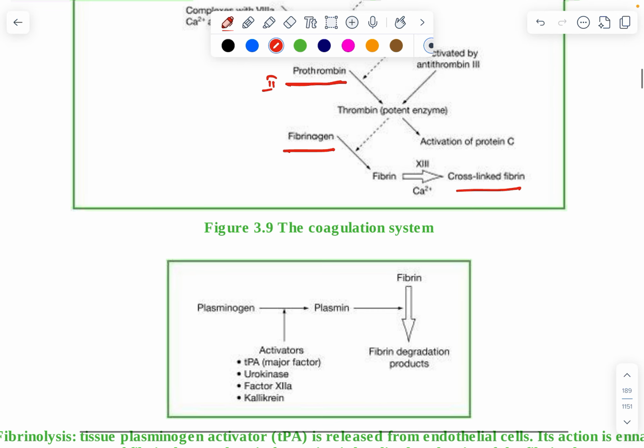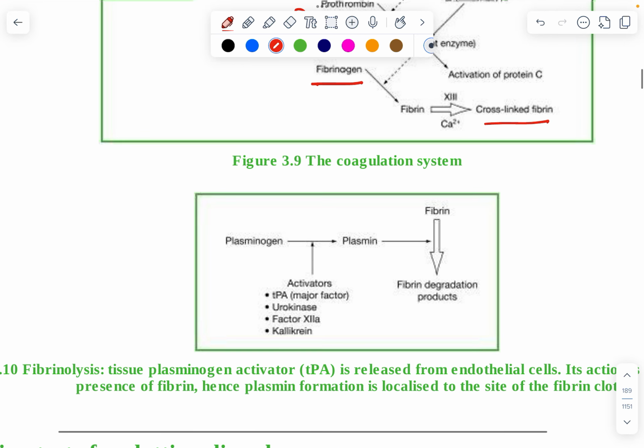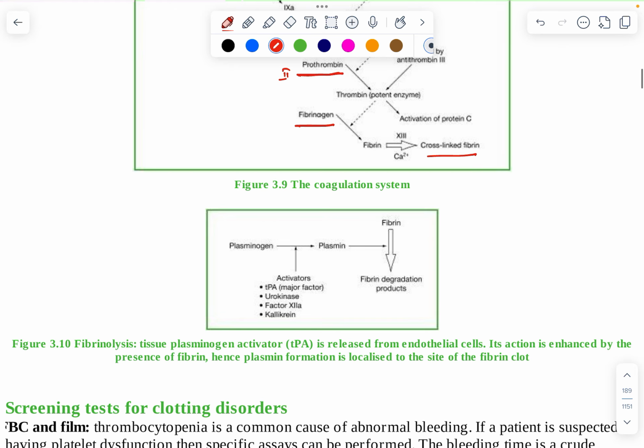This is the coagulation system, and this is the fibrinolysis system. The second part is fibrinolysis. What happens? Fibrin is degraded into fibrin degradation products by the activation of plasminogen to plasmin. Tissue plasminogen activator is the major factor.